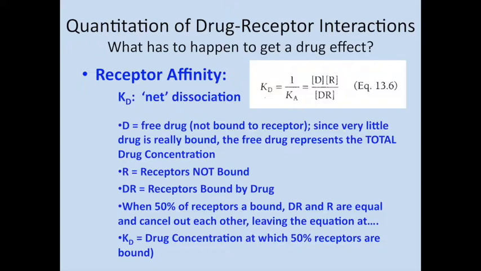D is the free drug. R is the receptors not bound. DR are the receptors bound. And so when 50% of the receptors are bound, when DR and R are the same, they'll cancel out, and the KD is actually that drug concentration. So the concentration at which 50% of the receptors are bound is the KD. The drug concentration when 50% of the receptors are bound. Any other numbers you plug in there, and you won't get that exact example. You get the full range of concentration versus binding.